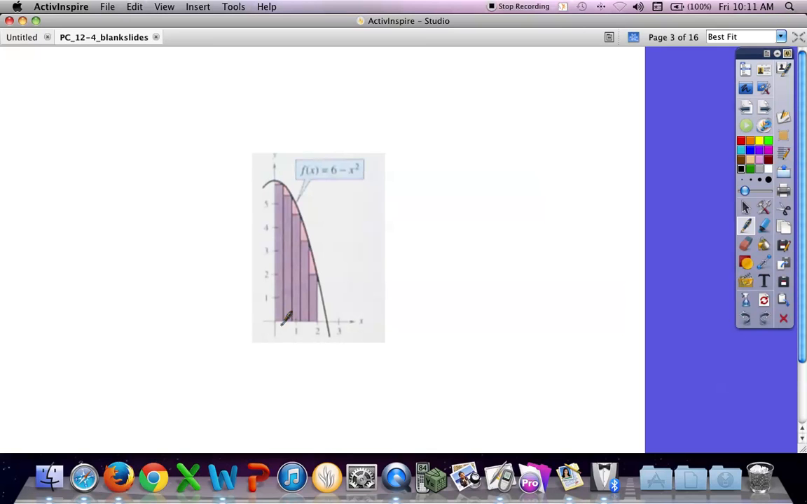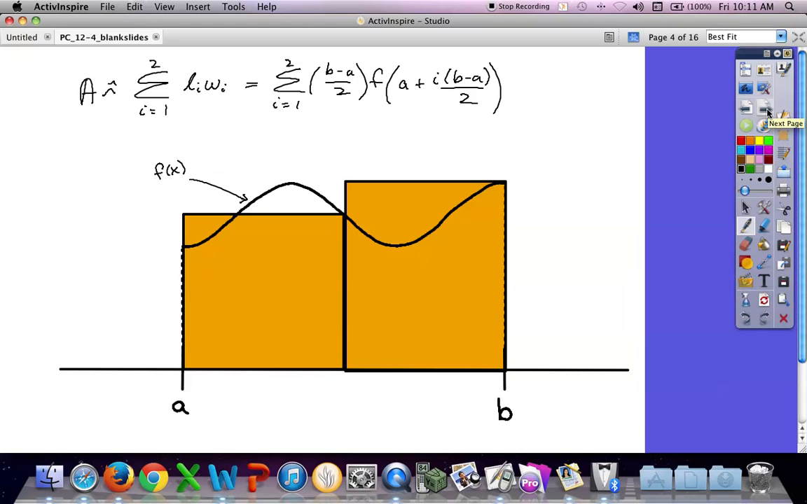Can we ever let the width of the rectangle go to 0? No, because then none of the rectangles would have any area, and you couldn't add them up at all. So we have to come up with a limiting process for when we do that.